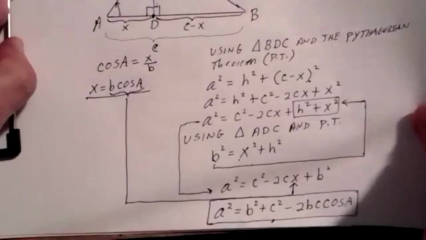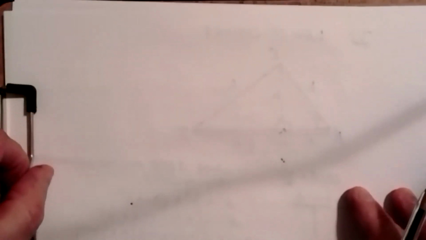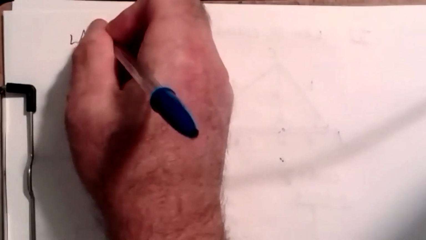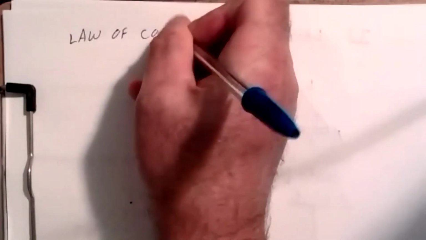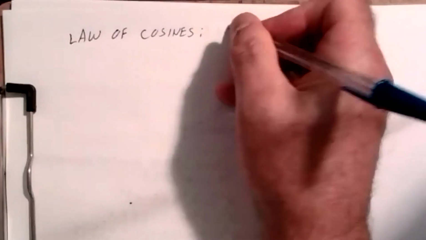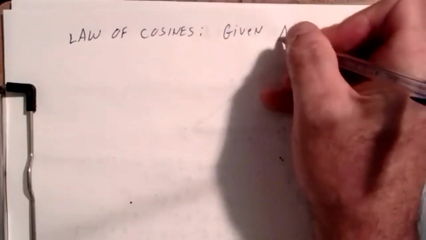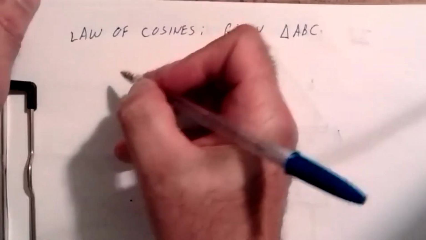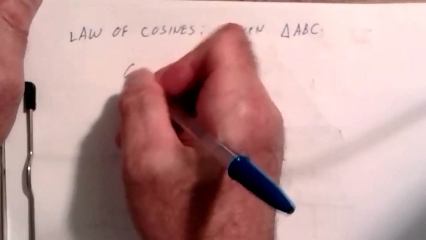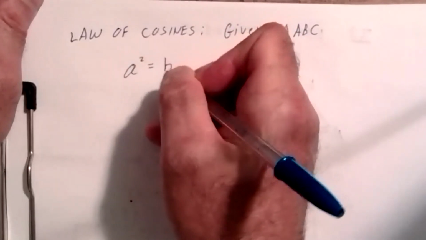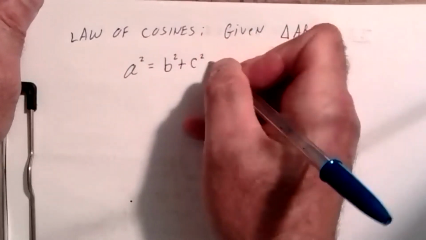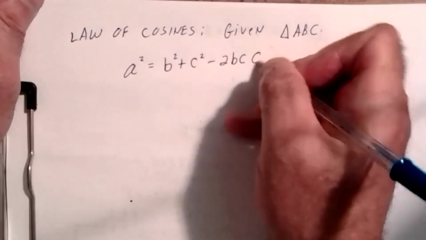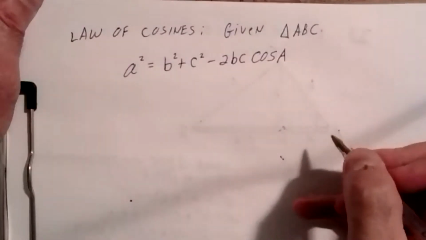All right, so now, ladies and gentlemen, I can just lay it out for you. So, law of cosines. Given any triangle ABC, where the triangle is not necessarily a right triangle, you have these three forms for the law of cosines. We just showed you one. a squared is equal to b squared plus c squared minus 2 times b times c times the cosine of angle A. That's one form.